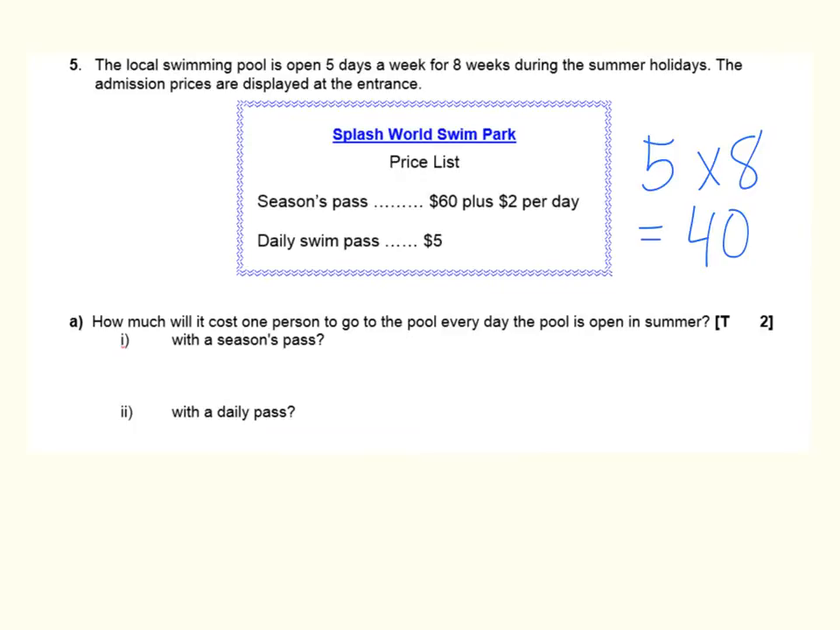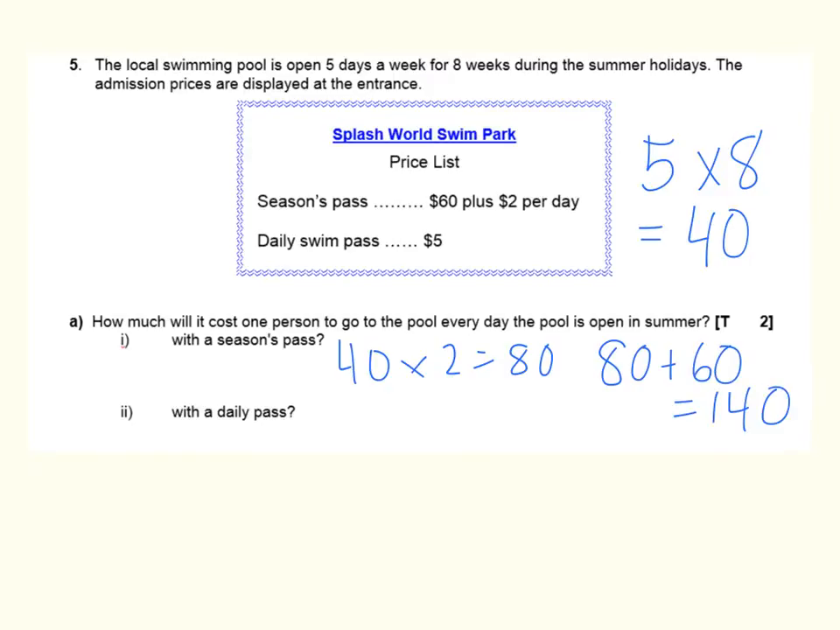Then we can look at how much each one will cost now that we know the number of days. So if it's $2 per day for the season's pass, we need to do 40 times 2, and we get the number 80. And then we have to add the $60 you had to pay for the season's pass. So 80 plus 60 equals 140. So that's how much the season's pass will cost, 140. And then for the daily pass, it's $5 per day. So 40 days times $5, and we end up with a value of 200.